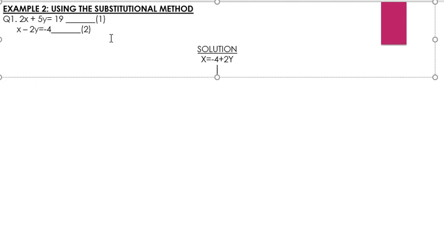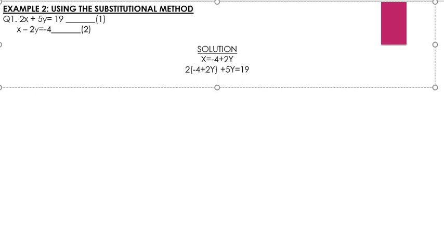So what do we have for equation 1? We have 2, and our x is minus 4 plus 2y, and there is a positive 5y giving us 19. When we move further, 2 will multiply everything in the bracket. So we have negative 8 plus 4y plus 5y giving us 19.